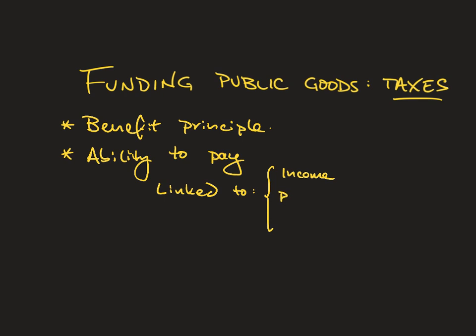A second is tax based on some type of resource. For example, property.